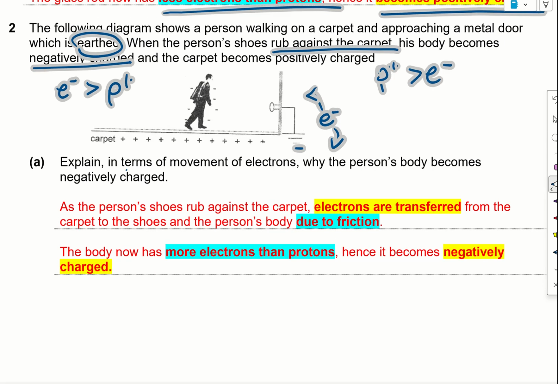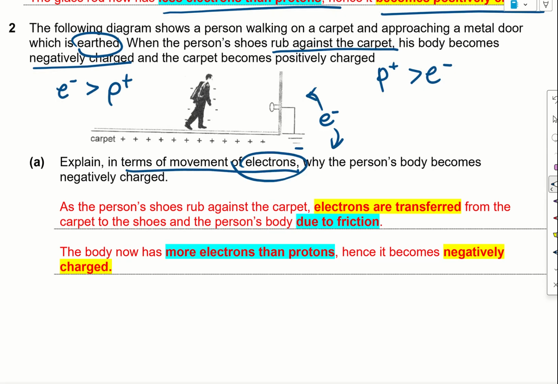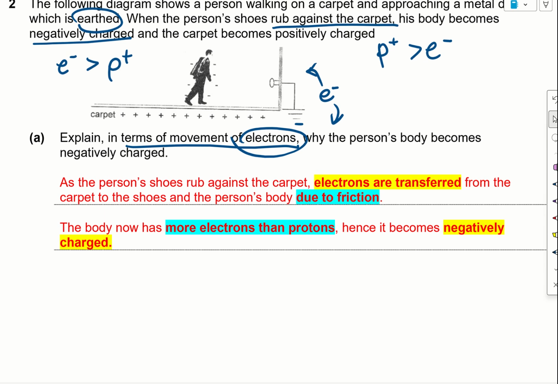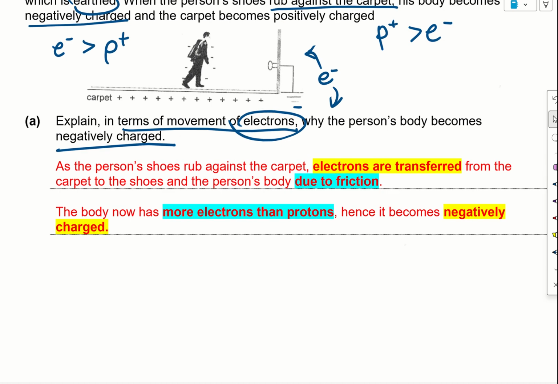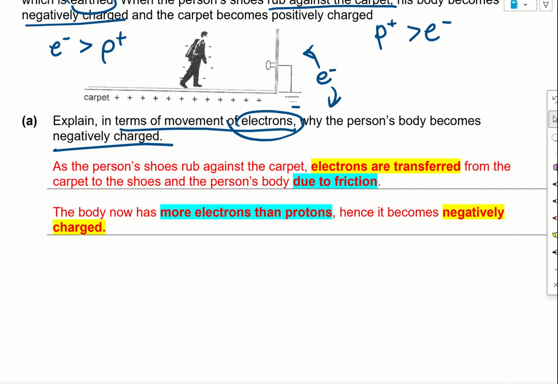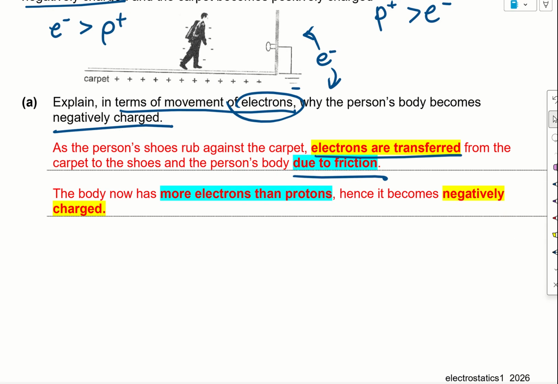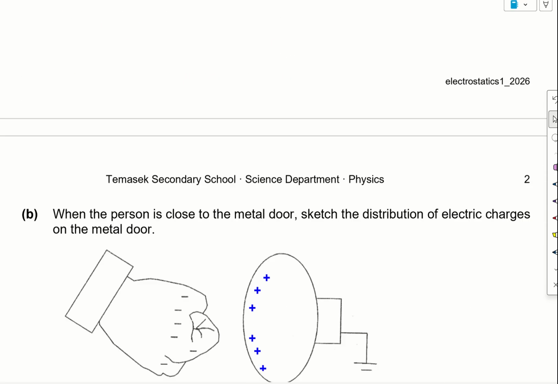Now explain in terms of electrons, so you need to talk about the movement of the electrons, why the person's body becomes negatively charged. So the answer is that as the person's shoe rubs against the carpet, electrons are transferred from the carpet to the shoes and the person's body due to friction. The body now has more electrons than protons, hence it becomes negatively charged.